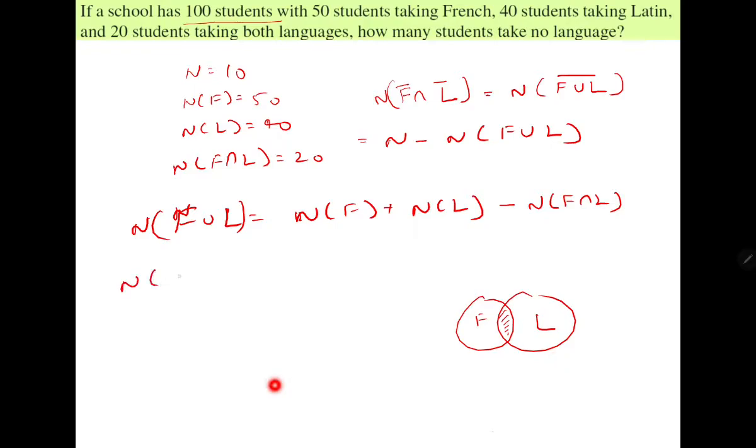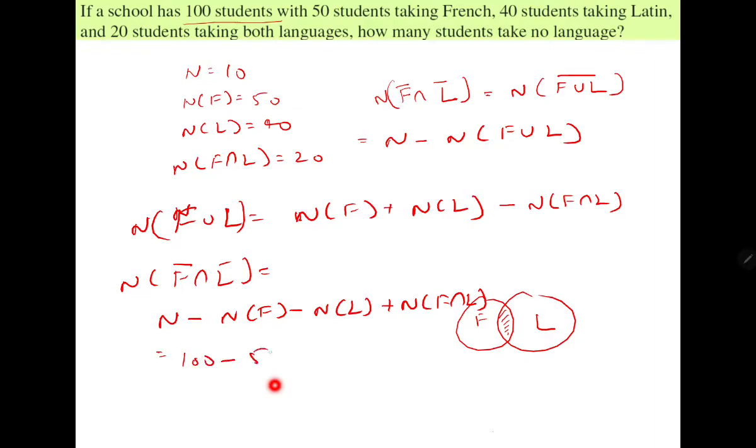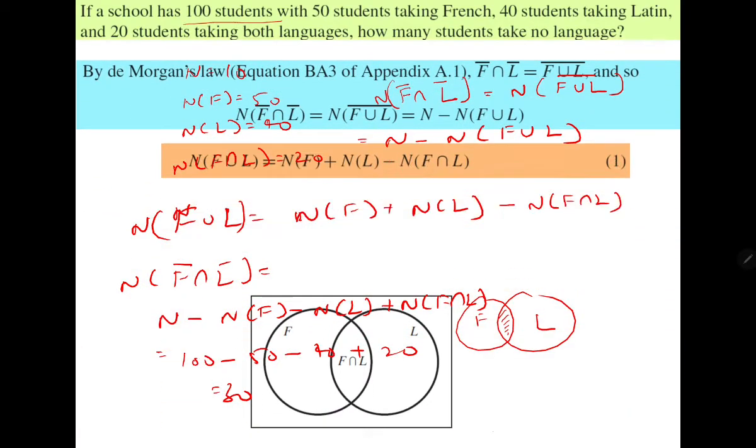That gives me F bar intersection L bar is n minus n of F minus n of L and plus n of F intersection L. So I have all the data now. So 100 minus 50 minus 40 and plus 20, that gives me 30 as the required answer.